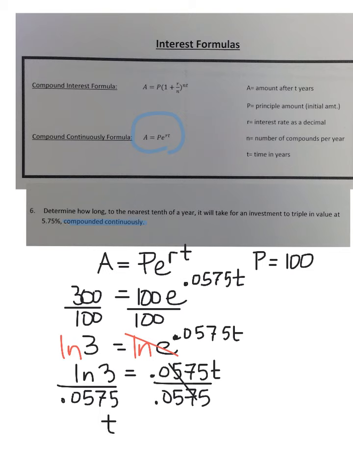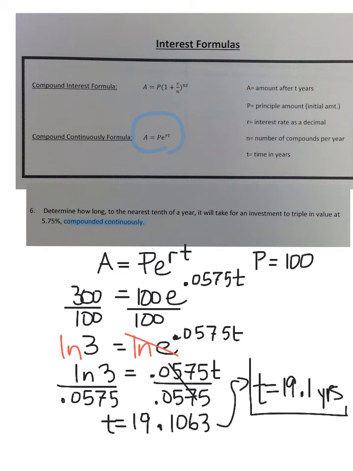All right, so I've got t equals 19.1063. Now this is to the nearest tenth of a year, so let's round that to 19.1 years. And there's your answer.